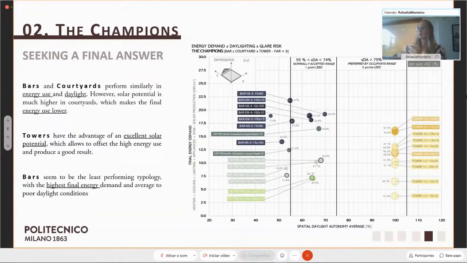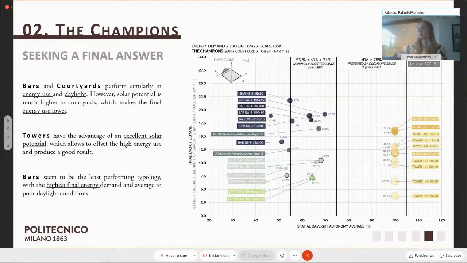So we can see here the results for the champions after this detailed analysis. And we can see that the bars and courtyards perform similarly, both in energy use and daylight. But the courtyards have a greater solar potential, which makes the final energy use lower.